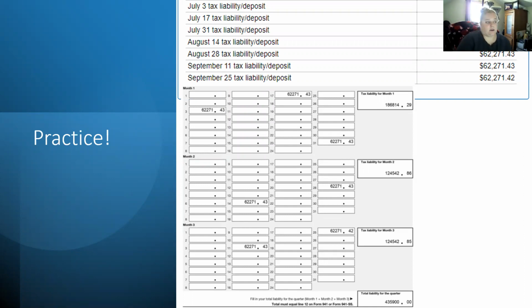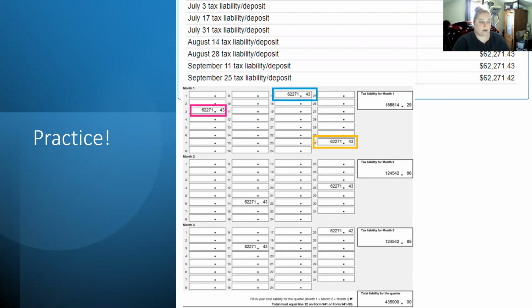So the July 3rd, we're going to take our month 1, find the 3rd day, and we're going to put that number in that box. July 17th, we're going to again stay in our month 1 section and find the 17th and put that in that box. 31st, find the 31st, and again, we're still in month 1. And then the total liability for the month, you would add all 3 of those numbers up, and that would go in the total liability box for month 1.